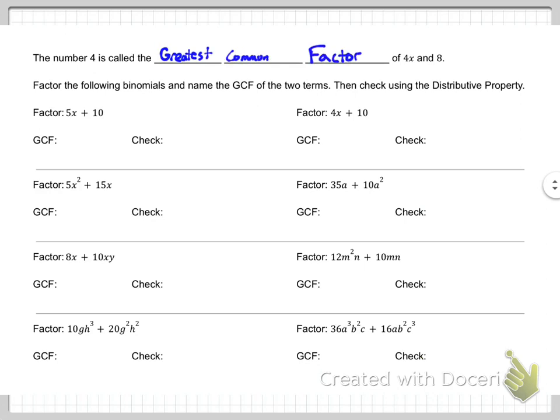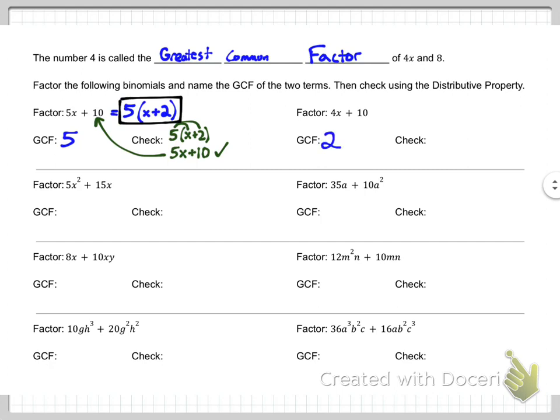This first one, 5x plus 10, the GCF is 5. So I'm going to write 5 out in front and put a parentheses. When I take a 5 out, we're left with an x, and then we're left with a 2, so x plus 2. To check these problems, we just need to distribute them back out. So you distribute the 5, you get 5x plus 10, which is my original expression, so that is correct.